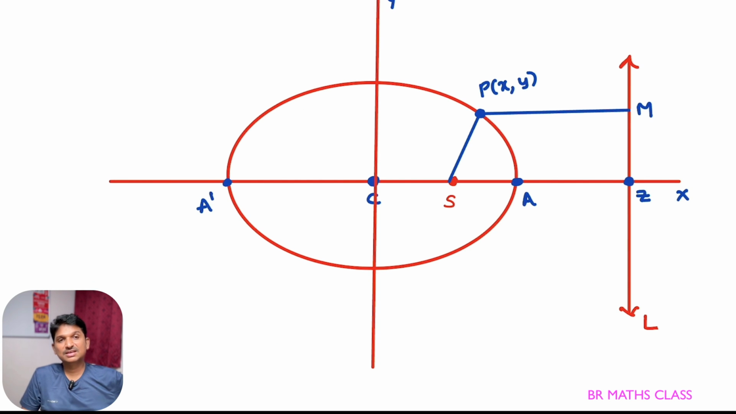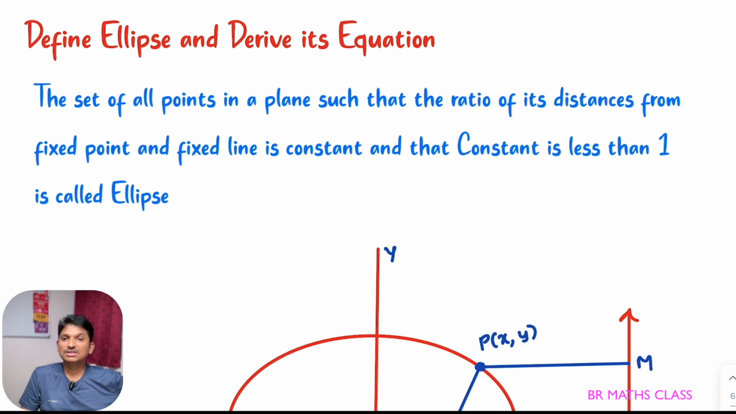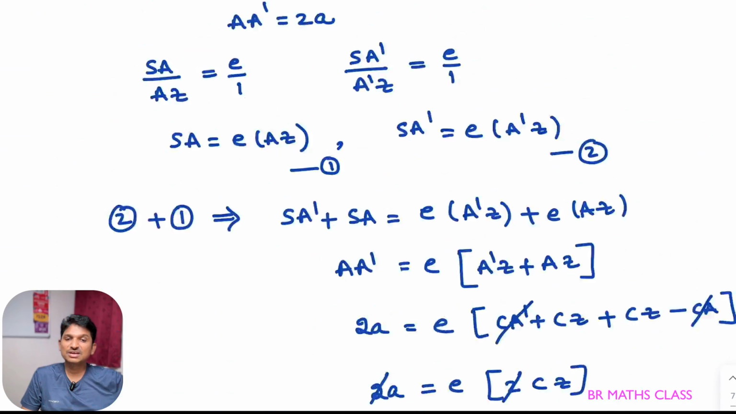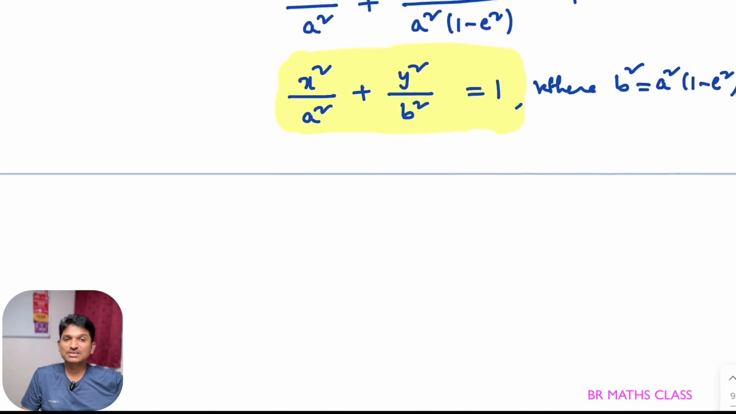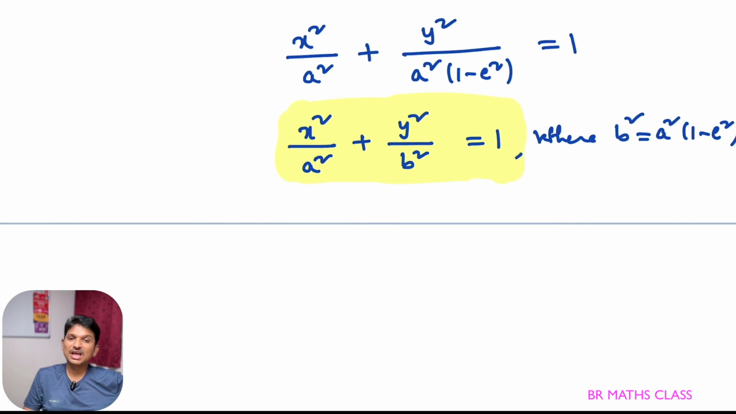But the point is, this class is all about defining the ellipse and deriving its equation. So this is the definition of ellipse, and deriving its equation means what is the derivation? x square by a square plus y square by b square equal to 1. This is the equation of ellipse. I hope you understand this class.